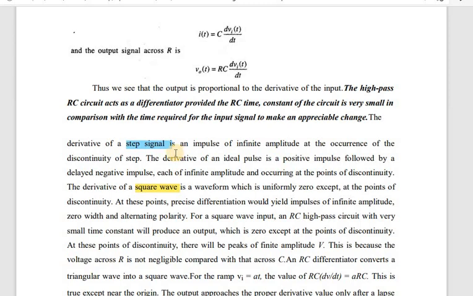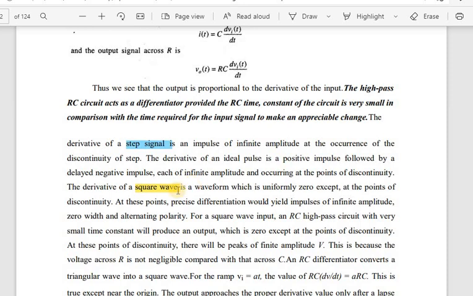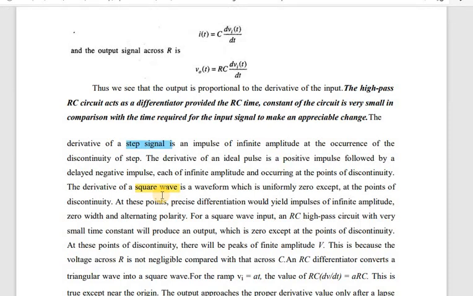This is when you are applying the step signal as an input to the high pass RC circuit. Now if I am applying the square wave, here the derivative of the square wave is a waveform which is uniformly zero except at the points of discontinuity. I'll repeat it once again. The derivative of the square wave is nothing but, when you are applying the input to this differentiator as a square wave, a waveform which is uniformly zero except at the points at which there is a discontinuity.